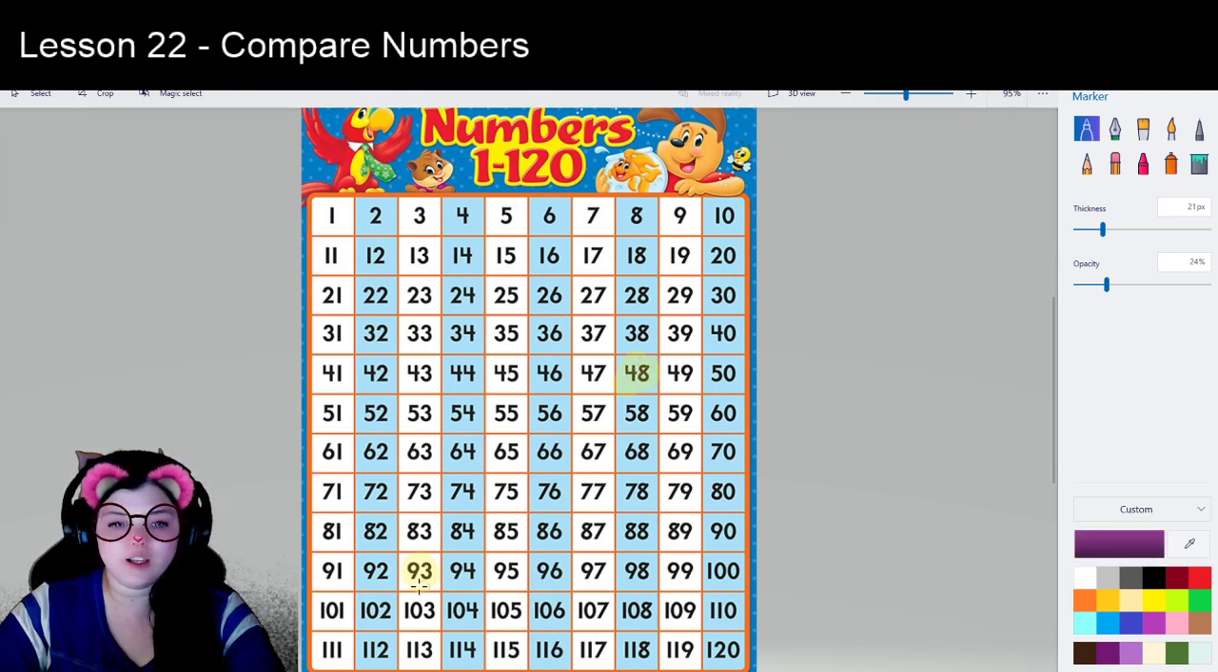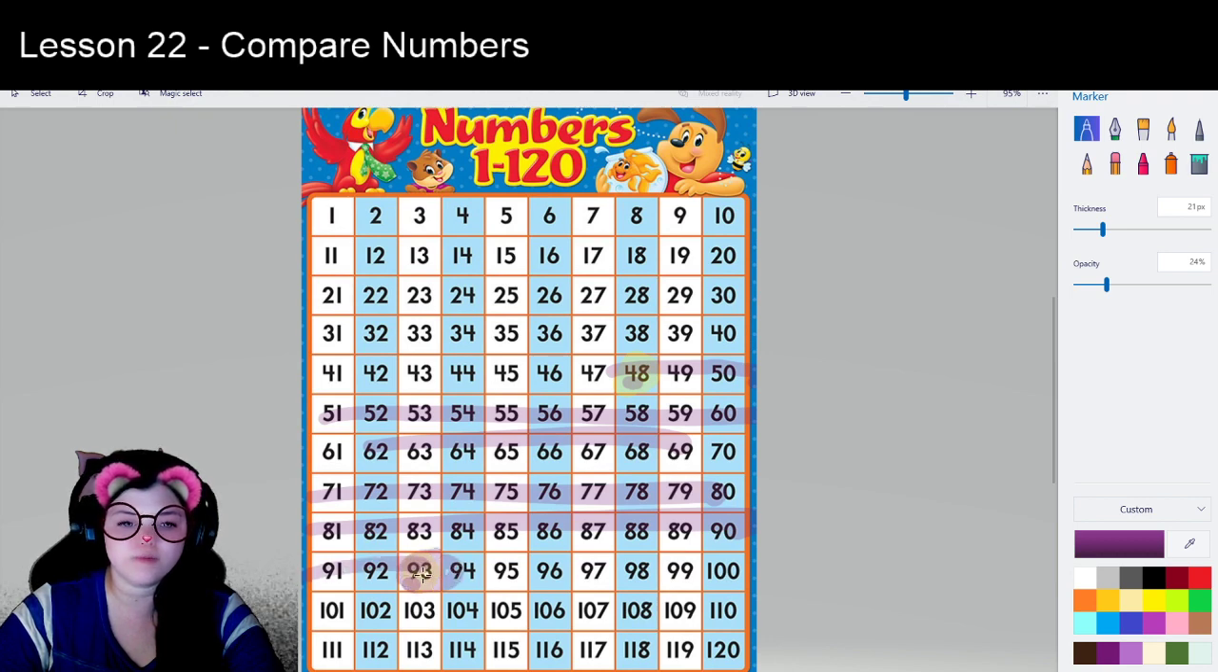So you can see not only does it have more tens, but if you didn't know, you could always go in order 48, 49, 50, 51, 52, 53, going all the way down till you get to 93, which is a lot bigger than 48.